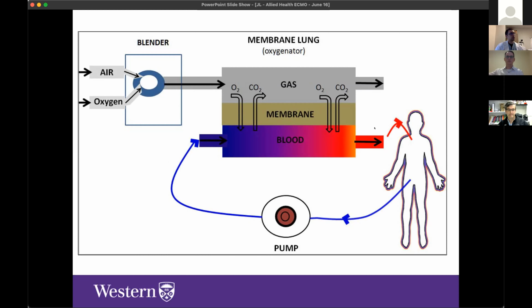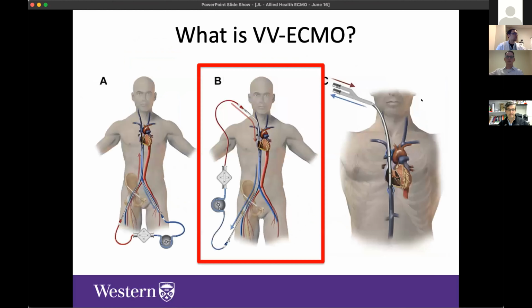And then on the other side of the membrane lung, the goal is to have blood that has more oxygen and less carbon dioxide than when it started. And we return that back into the patient's venous circulation. That can be done a number of different ways. It's maybe less important to consider when you choose each of these different strategies, but you basically have to find a place to put a large cannula to drain venous blood into the circuit, and then a smaller cannula to put it back in the body.